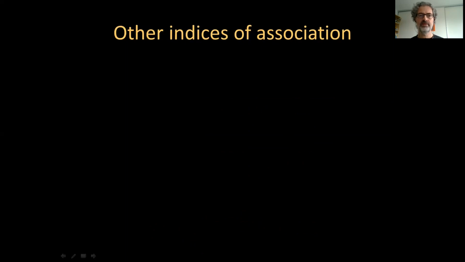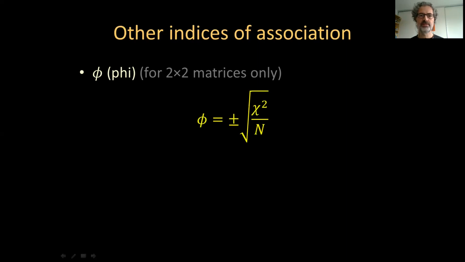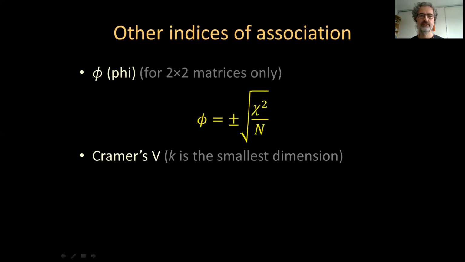And there are a number of indices of association that quantify these relationships. The indices of association we see most often, which are quite useful for this purpose, are phi, and this is the formula for the 2x2 case only, and Cramér's V with the corresponding formula. Note that in the 2x2 case, these two are equal.